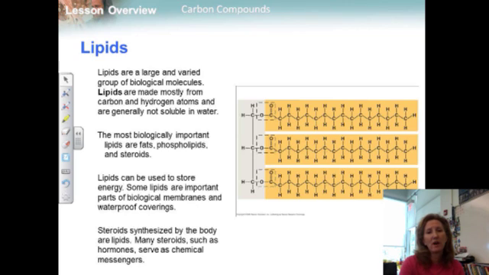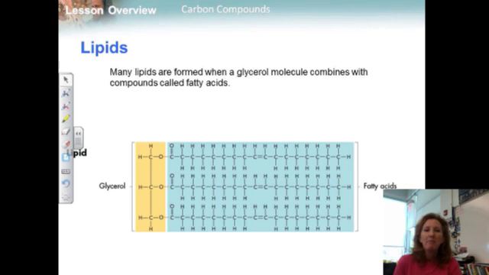Lipids can be used to store energy. Some lipids are important parts of biological membranes and waterproof coverings. Steroids synthesized by the body are lipids as well, and many steroids, such as hormones, serve as chemical messengers. Many lipids are formed when a glycerol molecule combines with compounds called fatty acids. This is the glycerol, and these are the fatty acids.